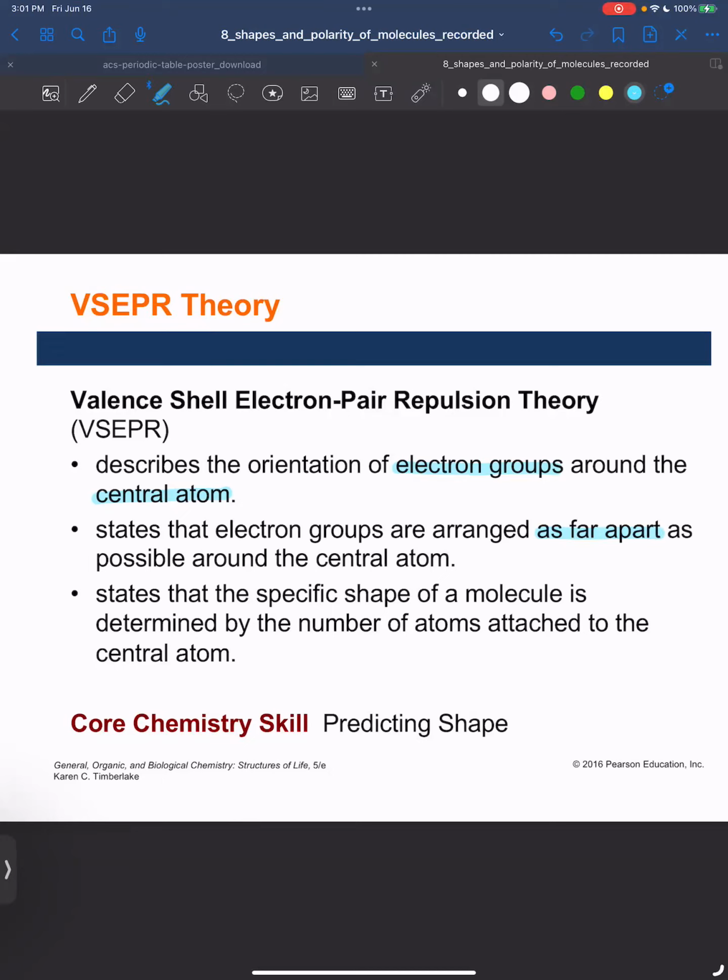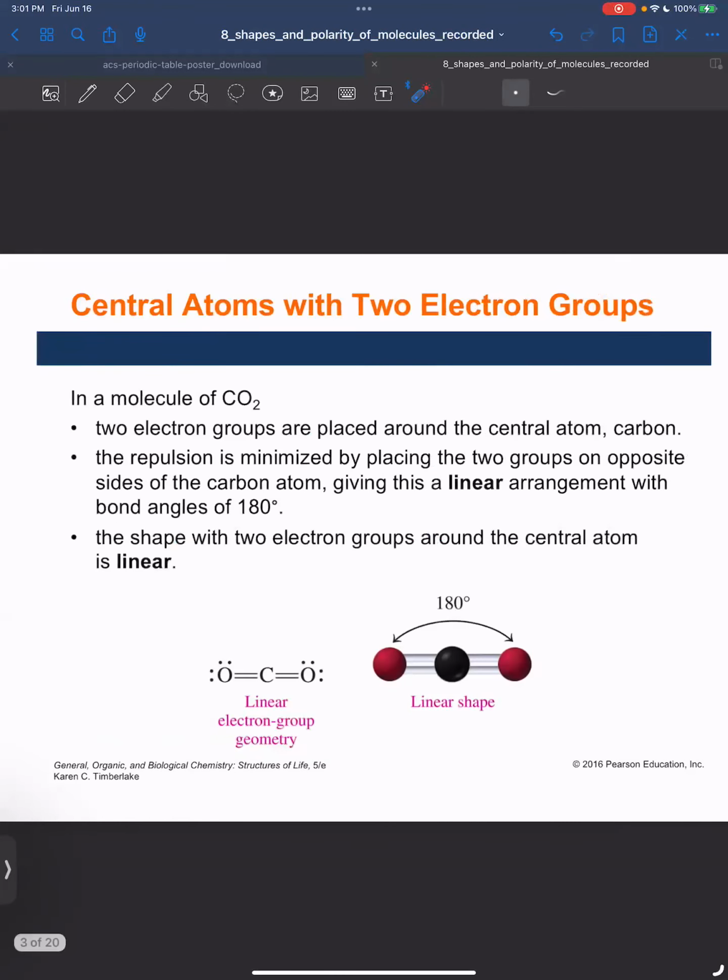The overarching theme of chemistry is that opposites attract, and like charges, for example, like these electron groups, don't like each other, they repel. And VSEPR theory states that the specific shape of a molecule is determined by the number of atoms attached to the central atom. And so this will be a core chemistry skill that you're developing, predicting the shape of molecules. So let's start with the simplest, 2 electron groups.